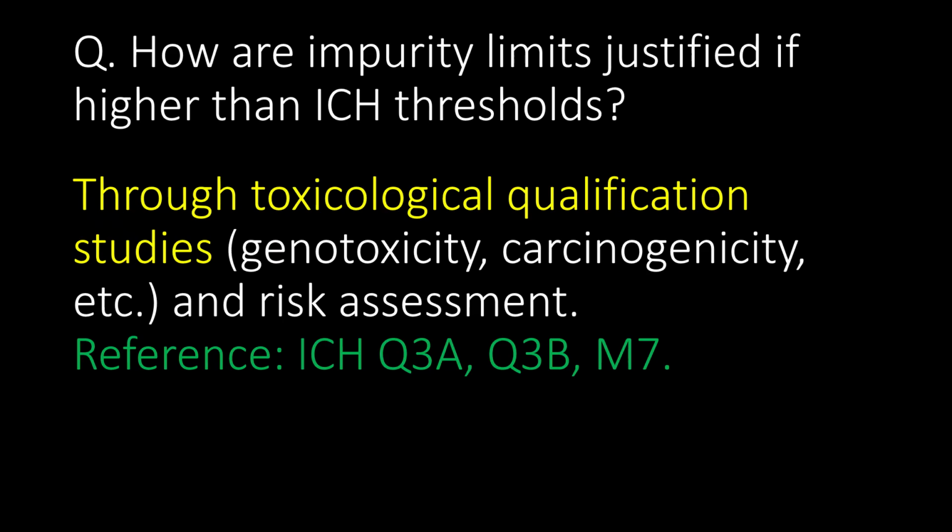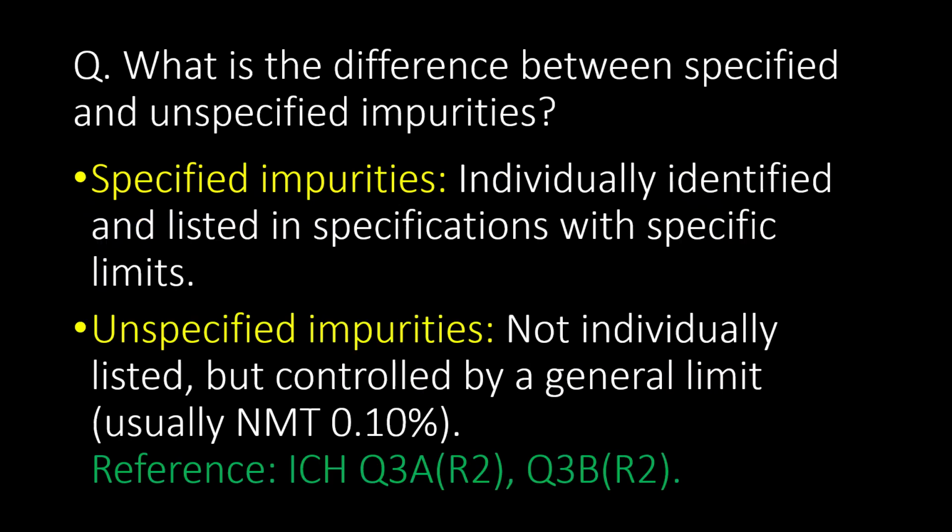How are impurity limits justified if higher than ICH thresholds? Impurity limits are justified if higher than ICH thresholds through toxicological qualification studies like genotoxicity, carcinogenicity, etc., and risk assessment. Reference ICH Q3A, Q3B, and M7.